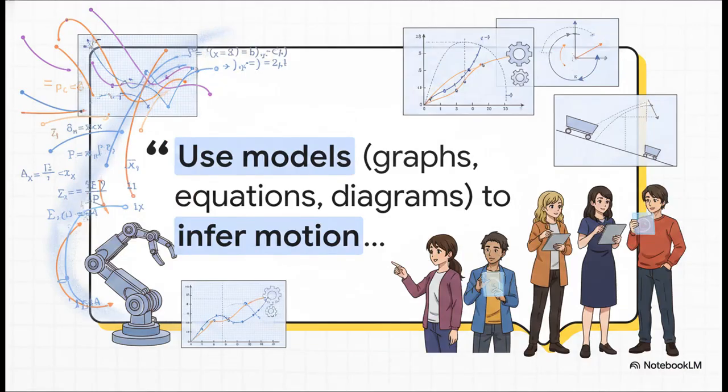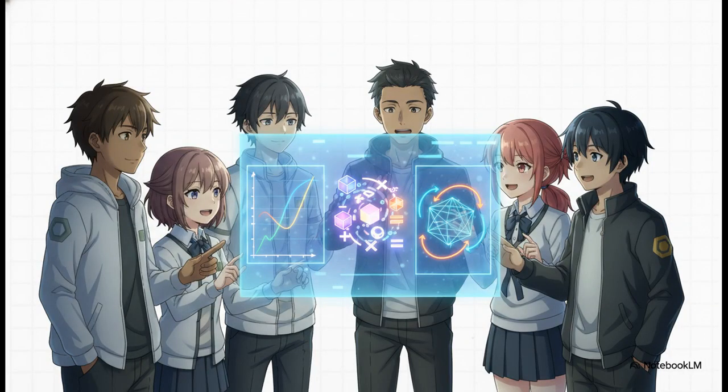The source material is actually very explicit about how we apply our variables. It commands us to use models, graphs, equations, diagrams to infer motion. We are not just making educated guesses here. We are required to use specific, structured tools to deduce and predict movement. Inferring motion means we can look at the data of what has already happened and definitively state what's going to happen next. And that brings us to our ultimate motion analysis toolkit, graphs, equations, and diagrams.